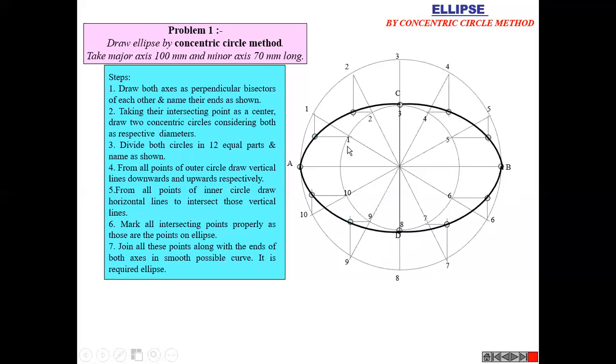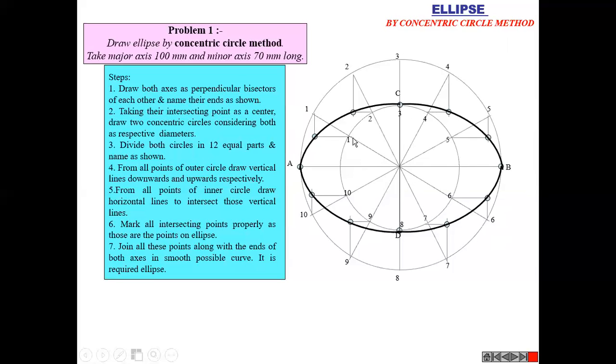12 equal parts. Suppose 1, 2, 3, that is 30, 30, 30, 90. From here mark 30, then 30, I'm getting 1 point, then second, third, fourth, fifth. So divide these two circles into 12 equal parts and number them 1, 2, 3, 4, 5 up to 12. I'm shifting this 6 here because this point is already B and this is A, so I'm not repeating 12 or 11 or 6. And the same for the inner circle, 1, 2, 3, 4 up to 12.